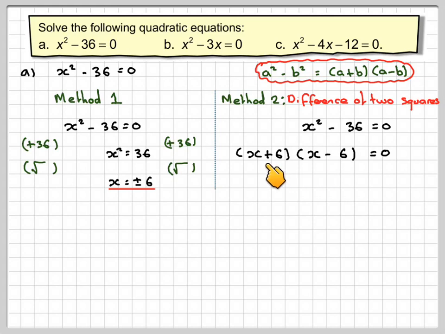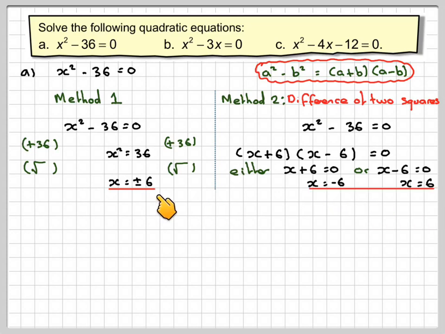For two brackets, either the first one's equal to 0, or the second one's equal to 0, or they're both equal to 0. So we say either x plus 6 is equal to 0, which gives x is minus 6, or x minus 6 is equal to 0, x is equal to 6. Notice we've got the same answers, which is what we would expect. We just need to work out the method that works for us. This is probably easier in the first instance, but this might be a bit more useful a bit later on.